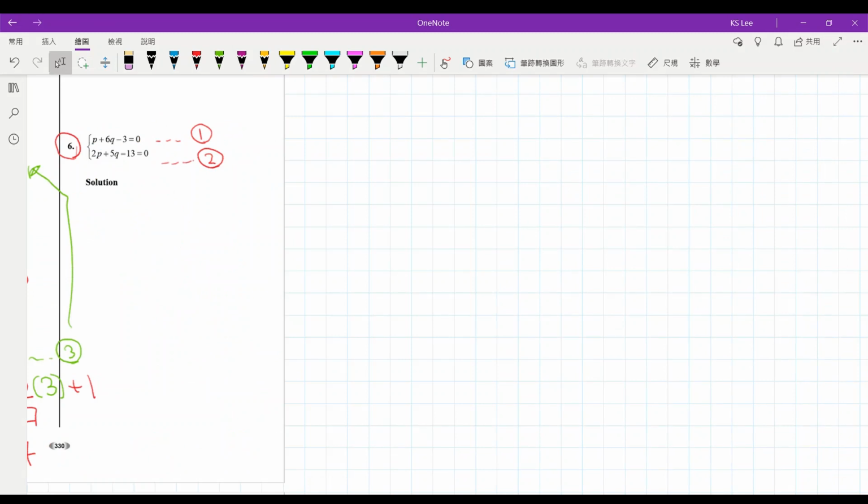For question number 6, we have the first equation p plus 6q minus 3 equals 0, and the second equation 2p plus 5q minus 13 equals 0. Can we start our first substitution here? No, because we don't know either the value of p or the value of q. So it's better for us to turn the first equation with p as the subject first, because p is singled out in the first equation here.